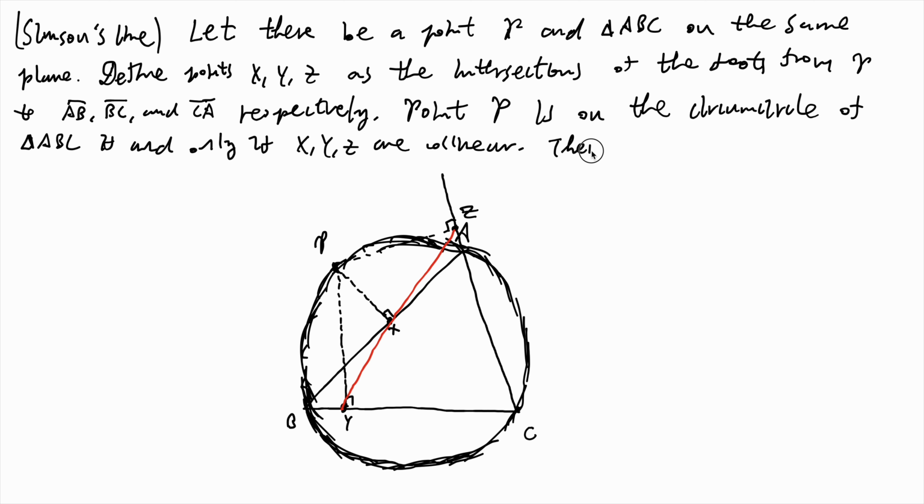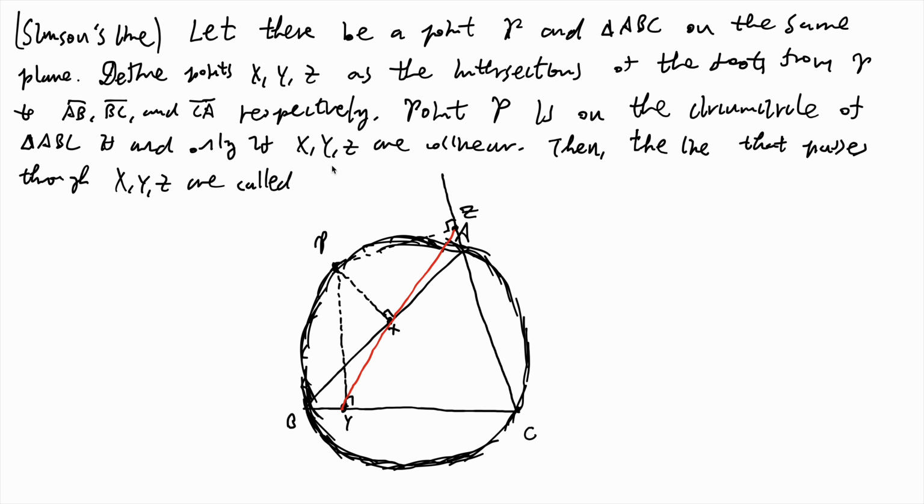Then the line that passes through X, Y, Z is called the Simpson's line.